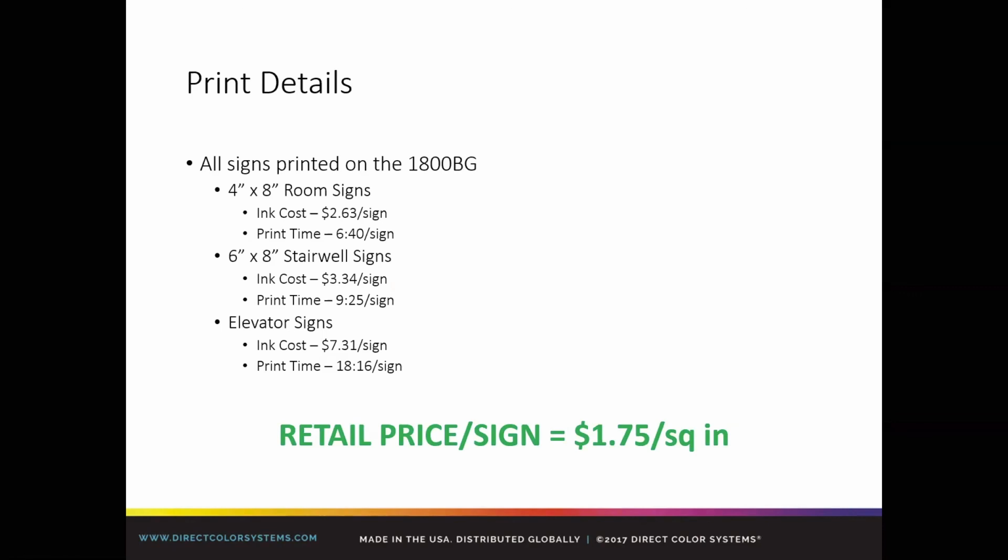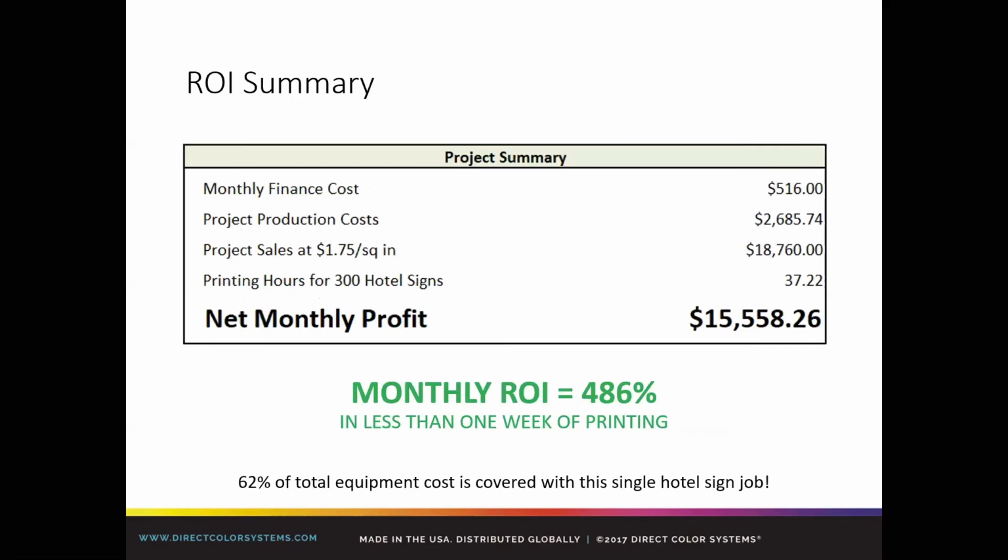18 minutes a sign, but it's important to keep in mind that we are printing the full background. Most of these signs would be almost cut in half if we were just printing the fronts of them, maybe even less on the room signs. But at $1.75 a square inch for this example, you can see all the stats there. You roll all of that down in that same type of calculator, and all 300 signs are done in less than 40 hours of printing. You see it there, it's 37 hours.